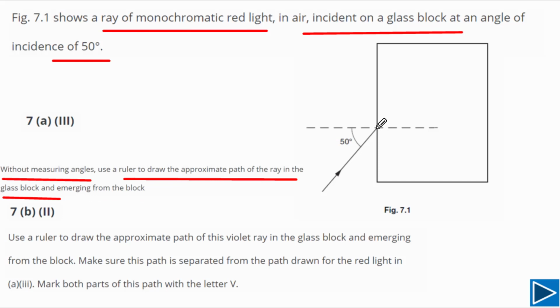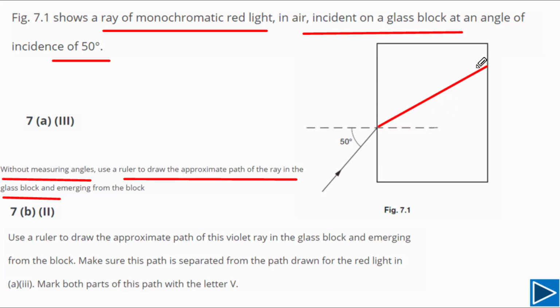Let's try to draw the path of red light, means the refracted ray we need to draw. Look at this one. If there is no change in medium, this light will just go in a straight line. But in this case, there is a change in medium and light is entering into a denser medium. It simply means that the light will bend towards the normal. It will bend like this. This is how it will bend.